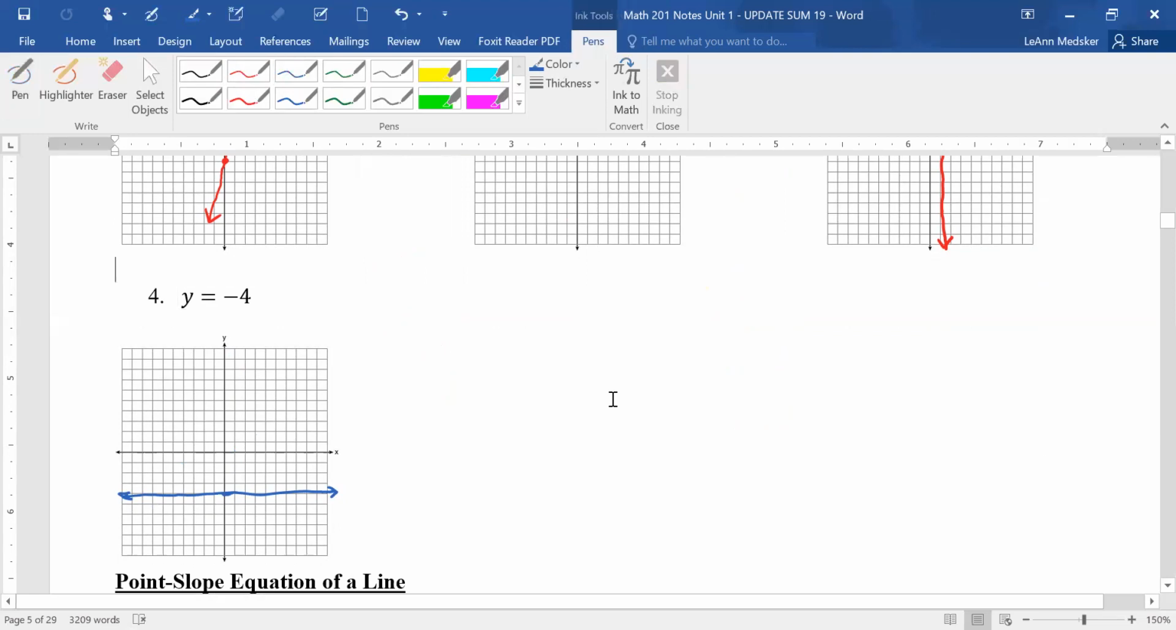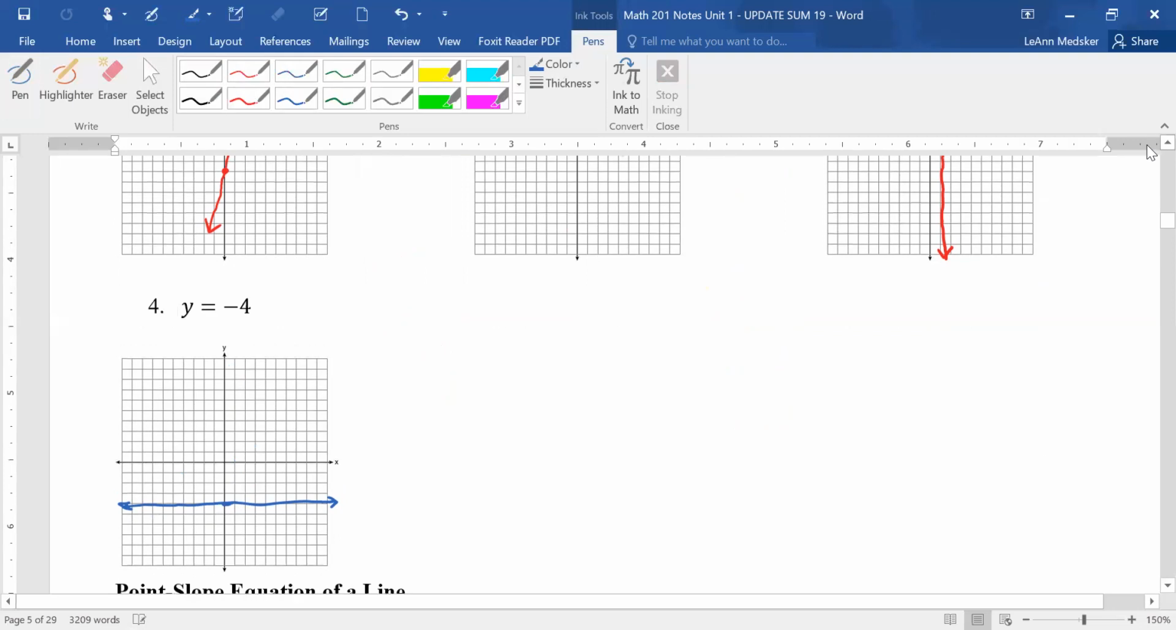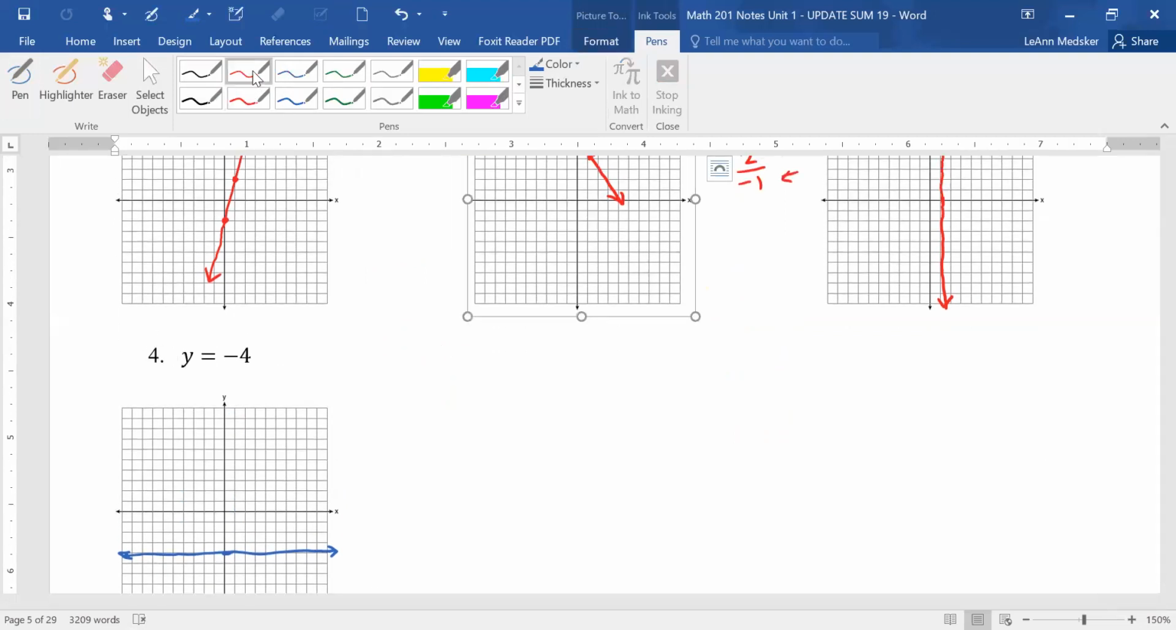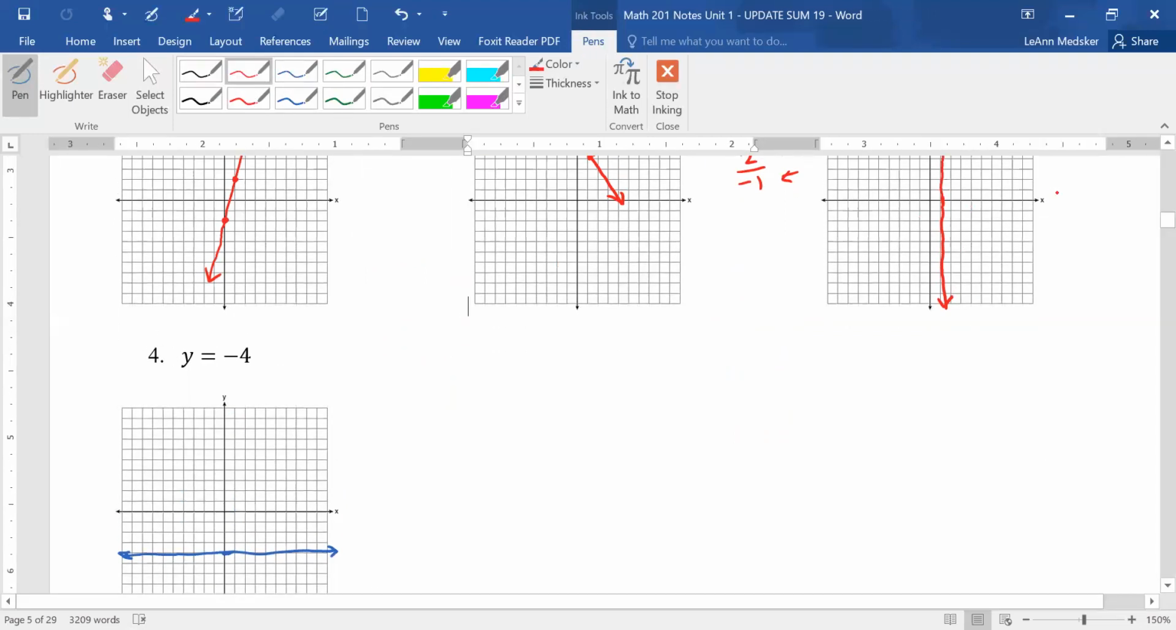Now, in terms of these 2 last graphs that we did, they do have special slopes. This first one, the vertical line, when you do a vertical line, you have a rise, but you have no run. So that's like a 0 on the bottom. Anytime you have a 0 on the bottom, that is undefined.